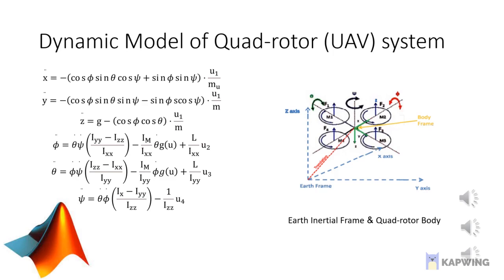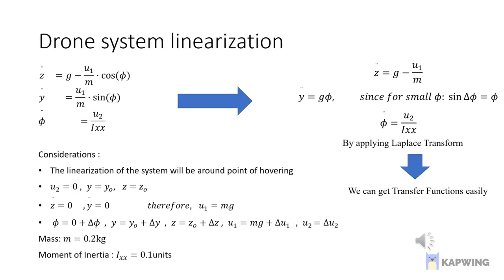The dynamic model can be formulated as follows, describing the translation movements x, y, and z, and the rotational movements roll, pitch, yaw. To make it easy for control, we will linearize the system around the point of hovering, resulting in these equations, which enables us to get the transfer function easily by applying the Laplace transform.